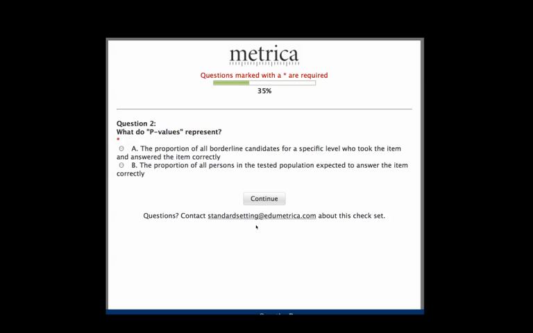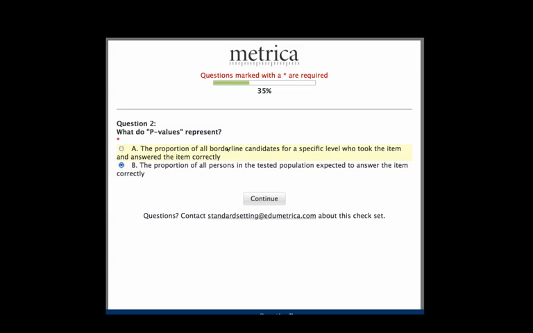Question 2 is about p-values. You were introduced to the concept of p-values. What do they mean? Well, there's two options here. One is the proportion of all borderline candidates for a specific level who took the item and answered the item correctly. The other one is the proportion of all persons in the tested population expected to answer the item correctly. The answer is B.